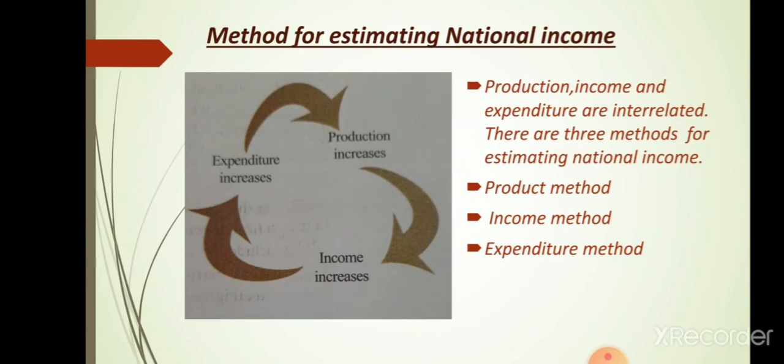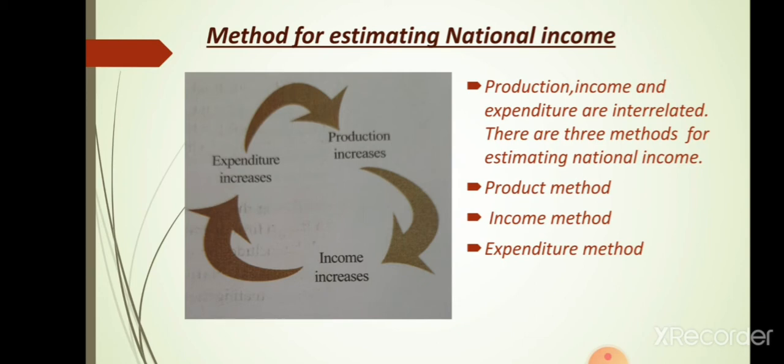The method for estimating the national income: we study the cyclic interrelation of production, income, and expenditure. Production, income, and expenditure are interrelated. When production increases, income increases. When income increases, expenditure increases. When expenditure increases, it will lead to further production. It is like a cyclic process, and all these processes, production, income and expenditure, are interrelated.